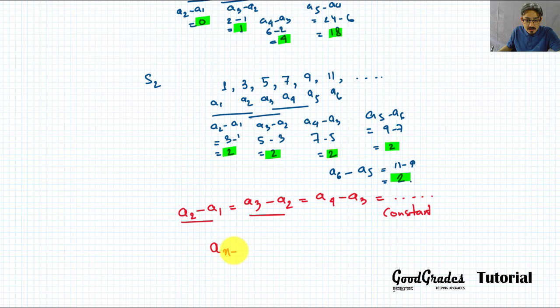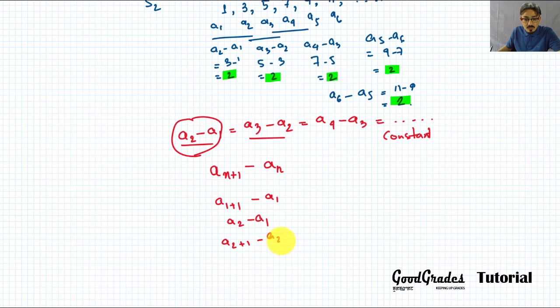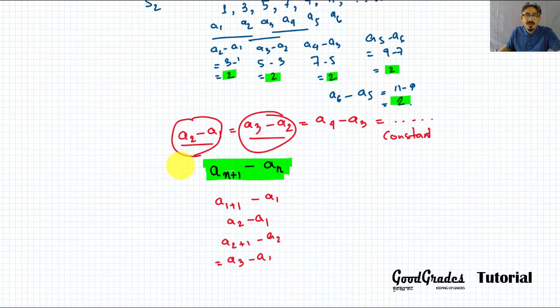a n plus 1 minus a n. If n is 1, then a 1 plus 1 minus a1, which is nothing but a2 minus a1, the first term. Similarly, if n is 2, then a 2 plus 1 minus a2 is a3 minus a2. This is the generalized form: an plus 1 minus an.